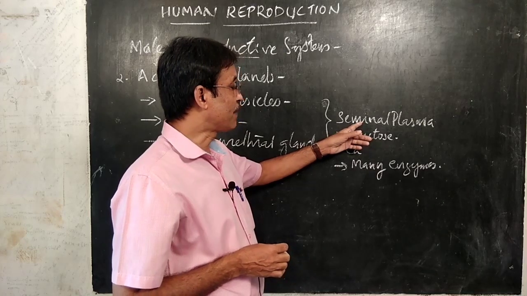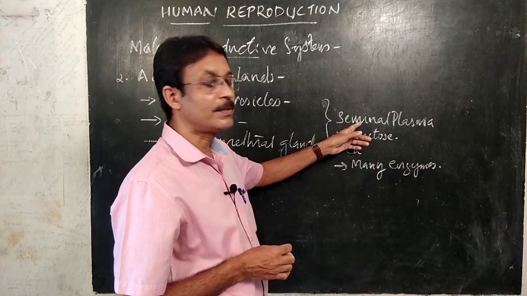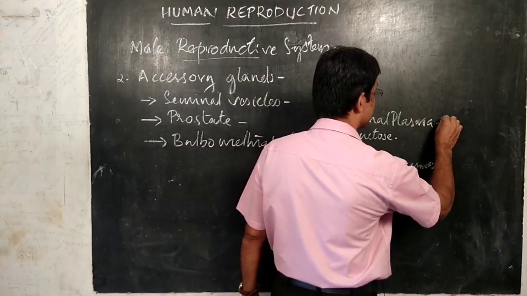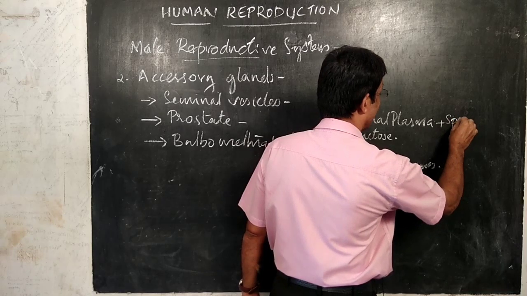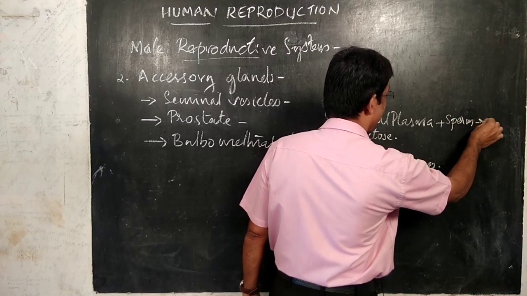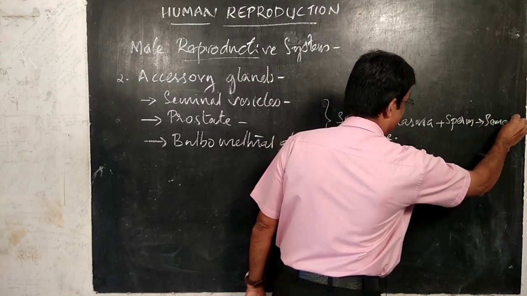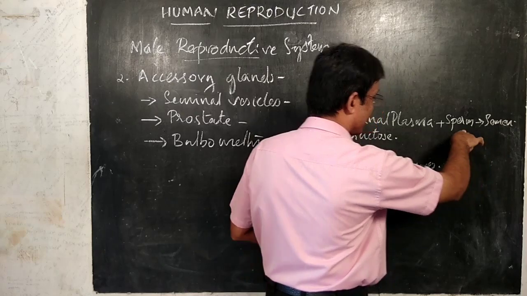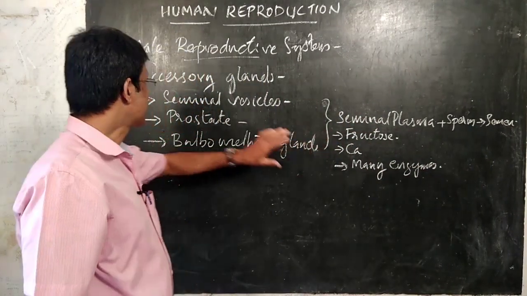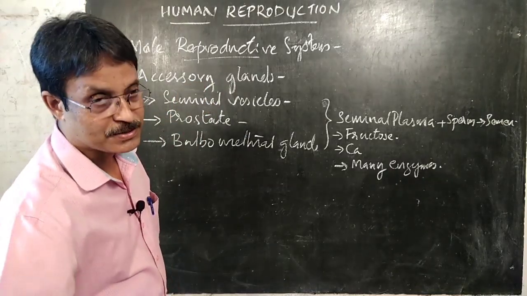When seminal plasma contains sperm, then it is called semen. Thus, seminal plasma plus sperm is equal to semen. So, semen minus sperm is seminal plasma. So, this is about the accessory or additional glands.